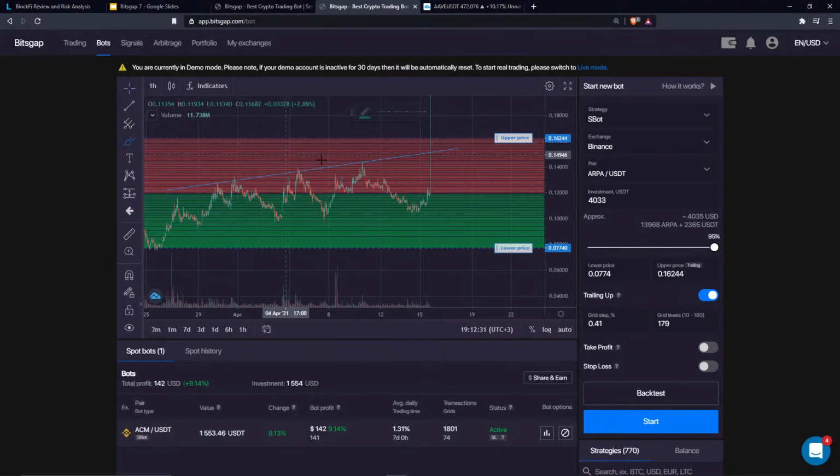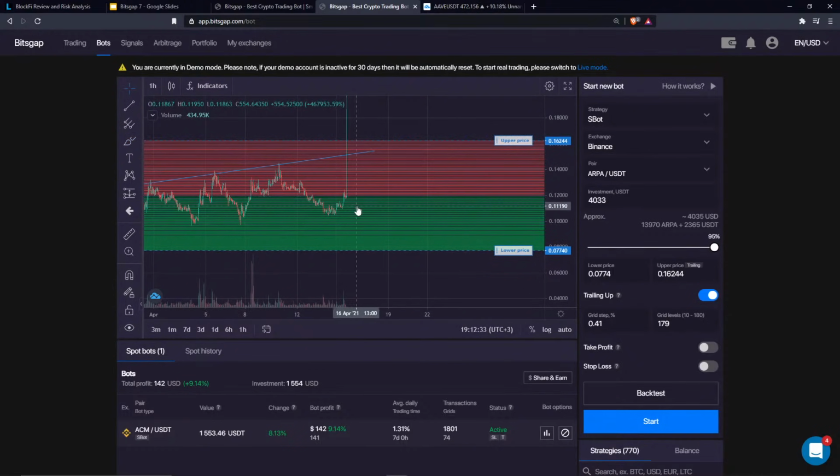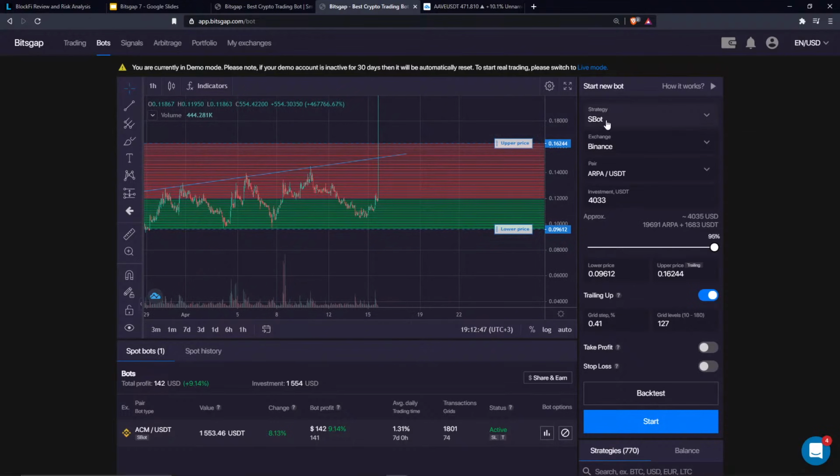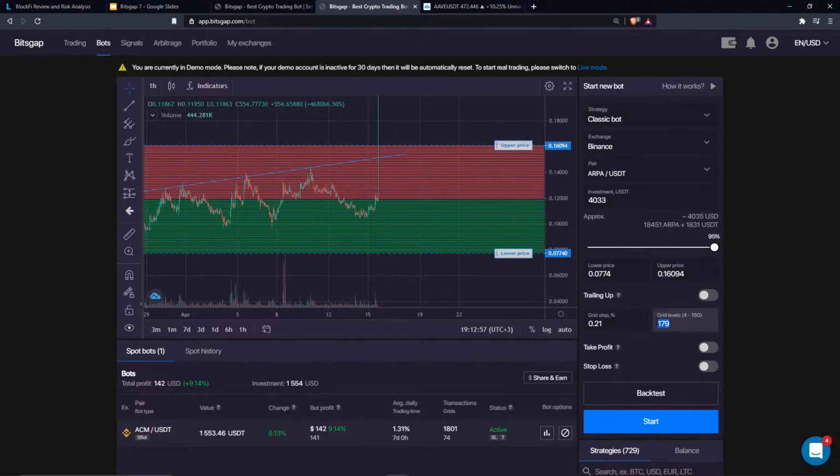So if you anticipate that it's going to continue this formation, then the best strategy for you is the SBot. So we made SBot specifically for the sideways market to take the most out of it. So it's going to generate more returns than if you would have launched the bot on the classic mode, with the same settings, with the same amount of grid levels, with the same investment. The SBot would bring you more returns.